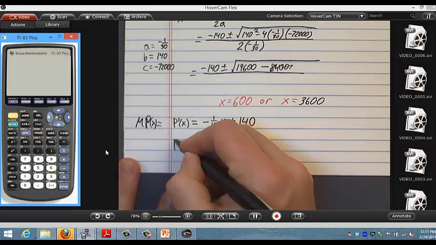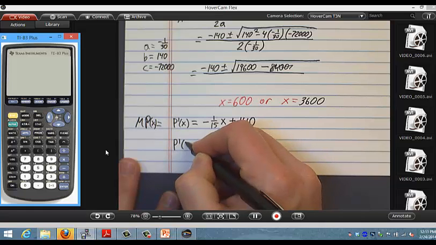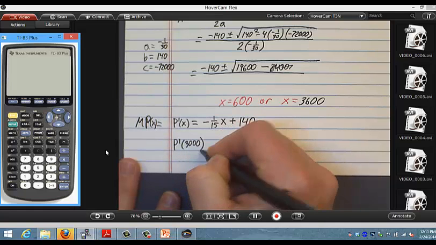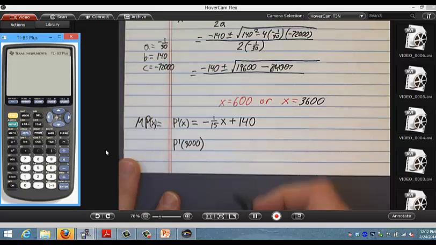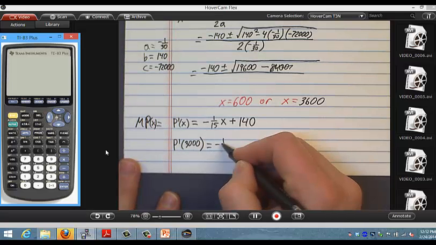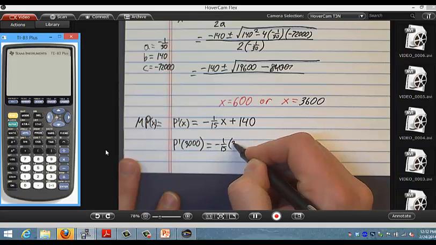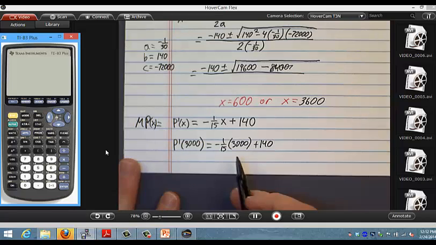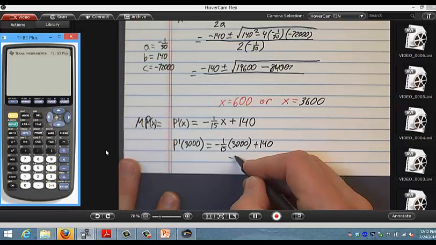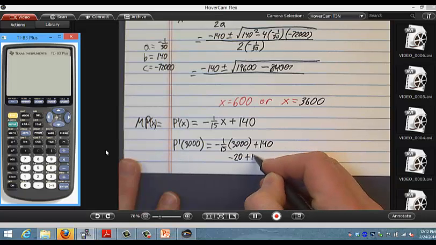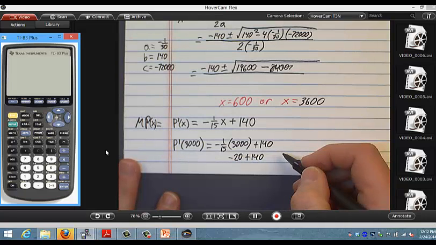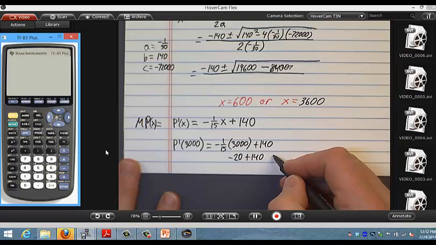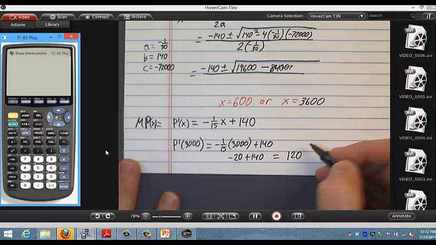And it says, please compute P prime of 3,000 and interpret. All right, I could do that. 3,000 was a nice one to give me because it cancels with the 1/15. So I'm sure that was done on purpose. So negative 20 plus 140 is 120.